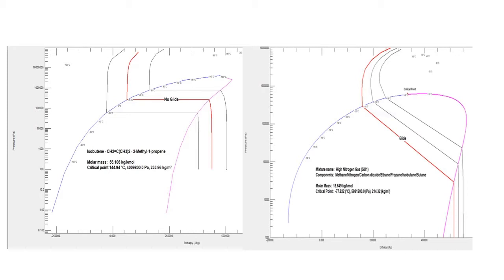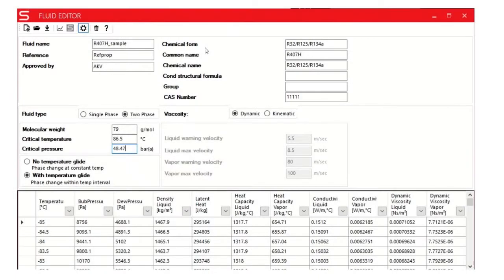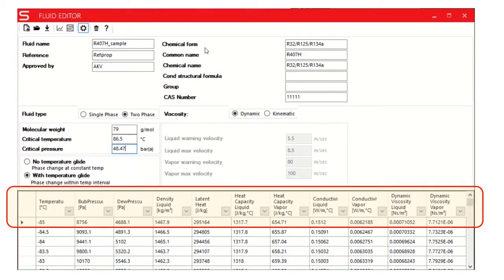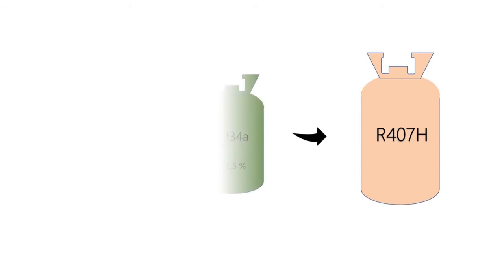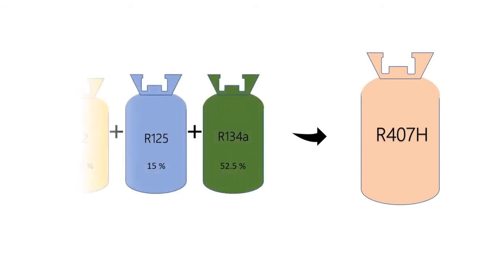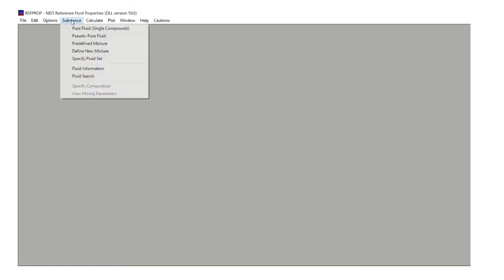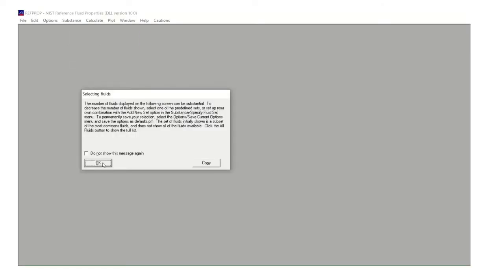This is a typical example of how non-glide and glide refrigerants look in pH plots. The properties required are very similar to the non-glide fluid, which was described in the earlier video, except the pressures. Here we need to have dew pressure and bubble pressure in addition. The mixture that I have selected to demo is R407H, in which 3 refrigerants are mixed in a proportion as shown. Let's see how we define a new mixture in RefProp.